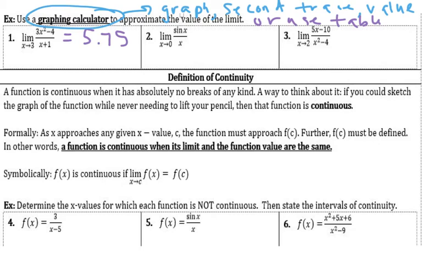So you can follow that same process for 2 and 3 if you want to pause the video and see if you can graph those and find the limits at their indicated values.